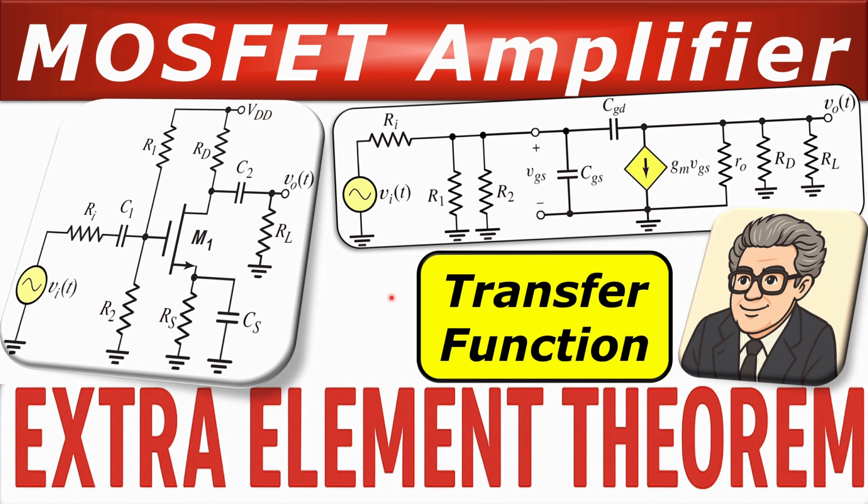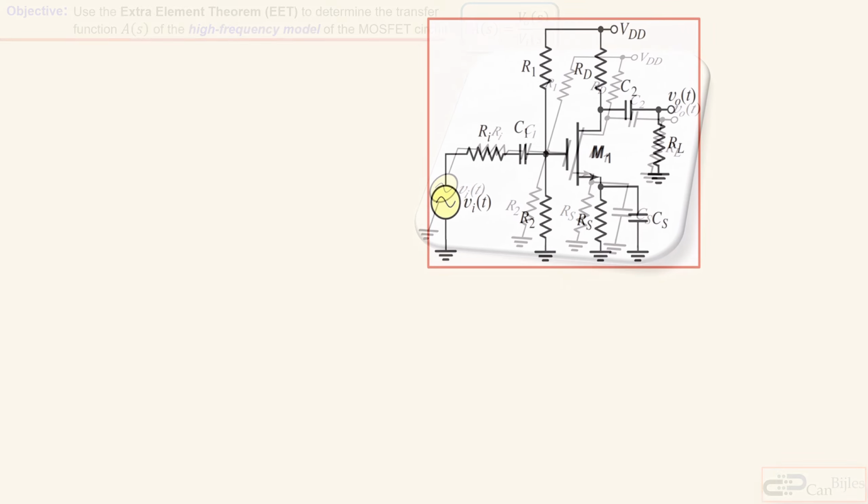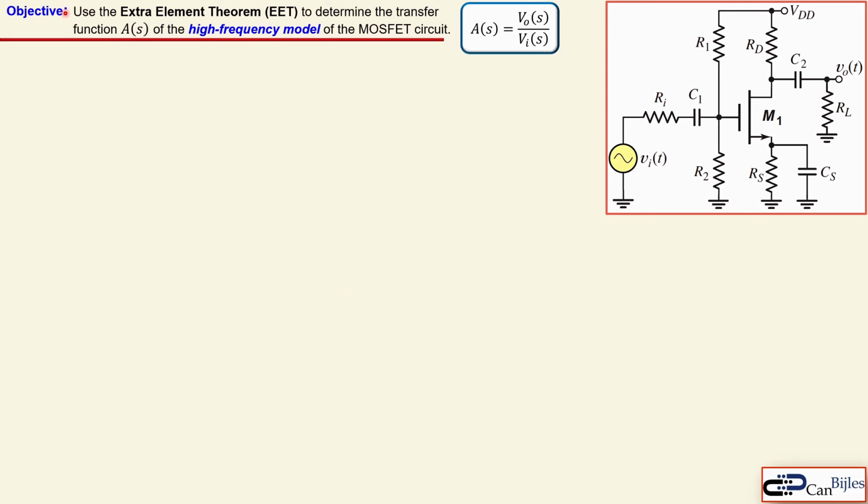So let's see how that works out in this example for our MOSFET amplifier. Of course, we will first go to the high frequency small signal model, and from there use the theorem to find the transfer function. Our objective is to use this extra element theorem, short EET, to determine the transfer function A, which is given by Vout over Vin in the Laplace domain in the high frequency region.